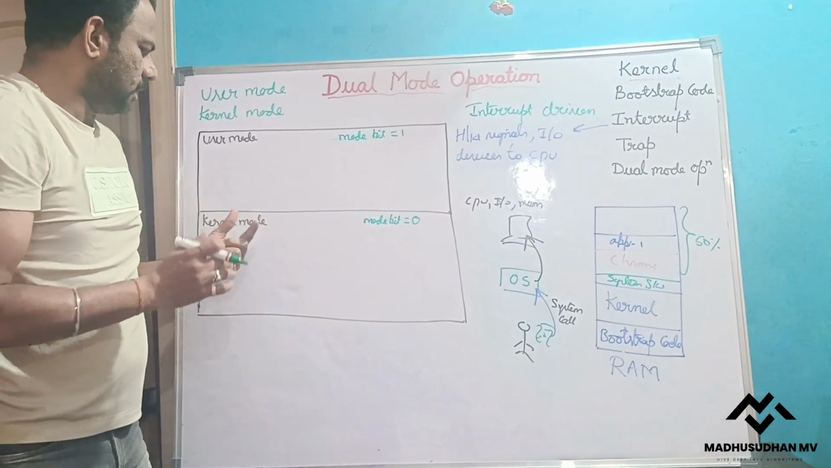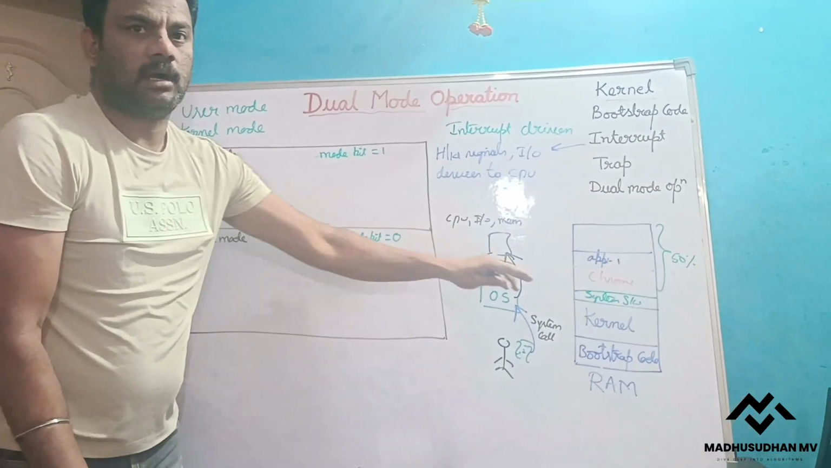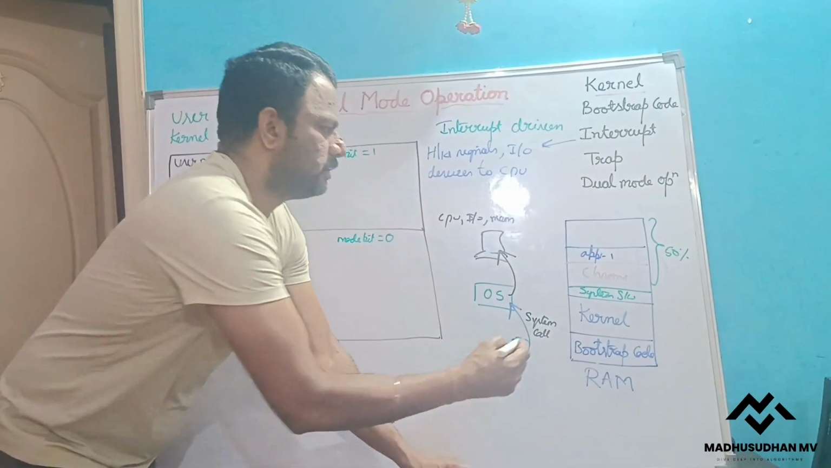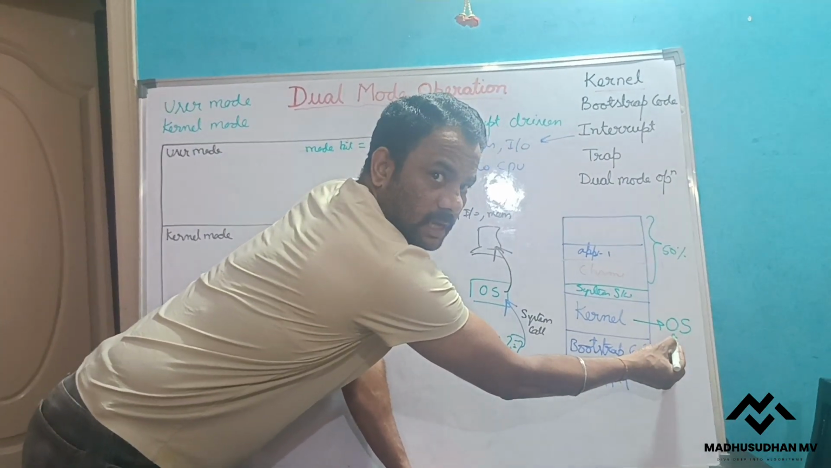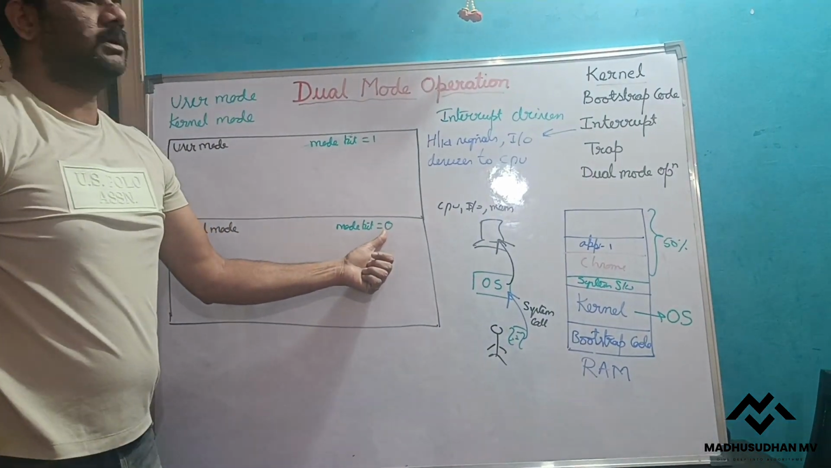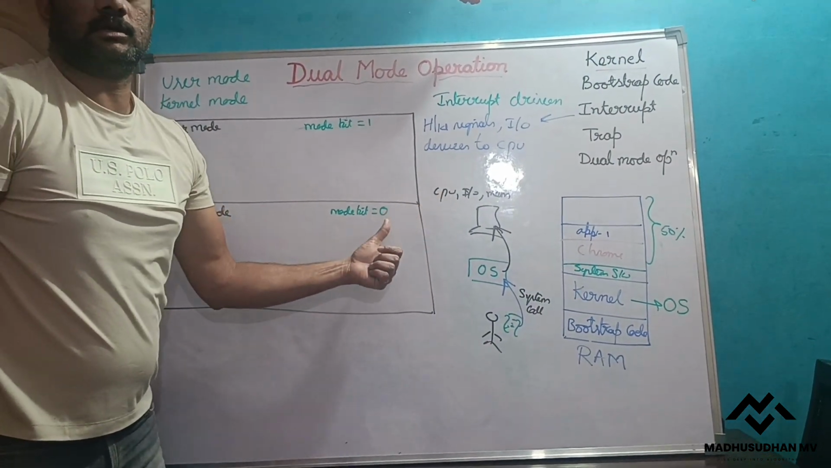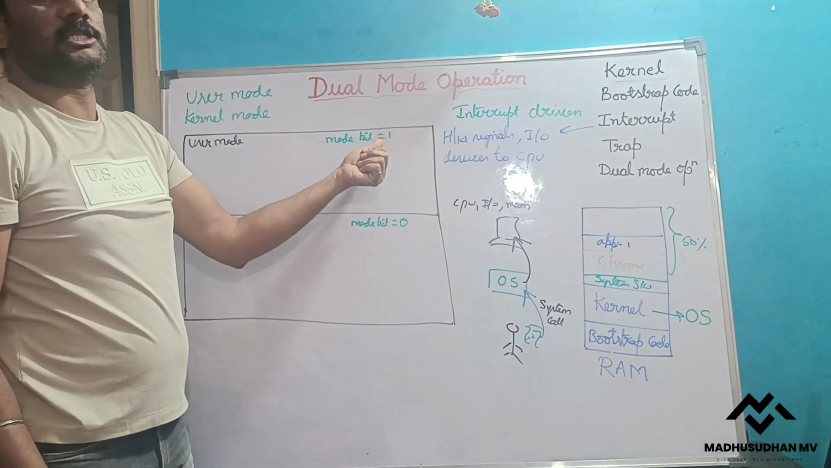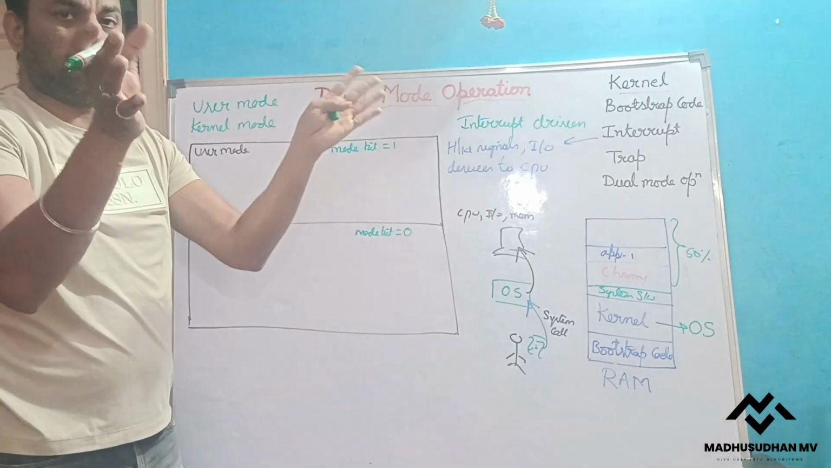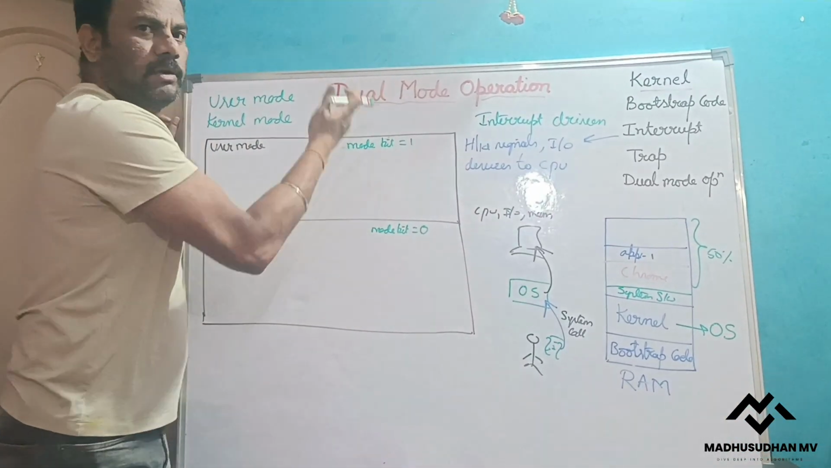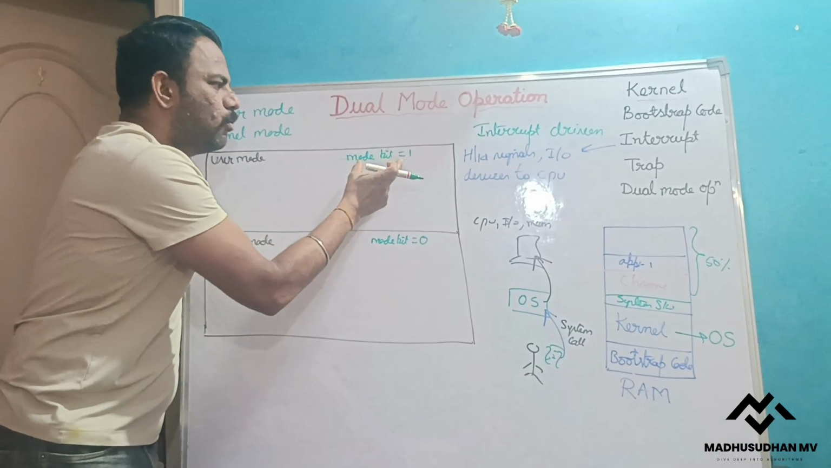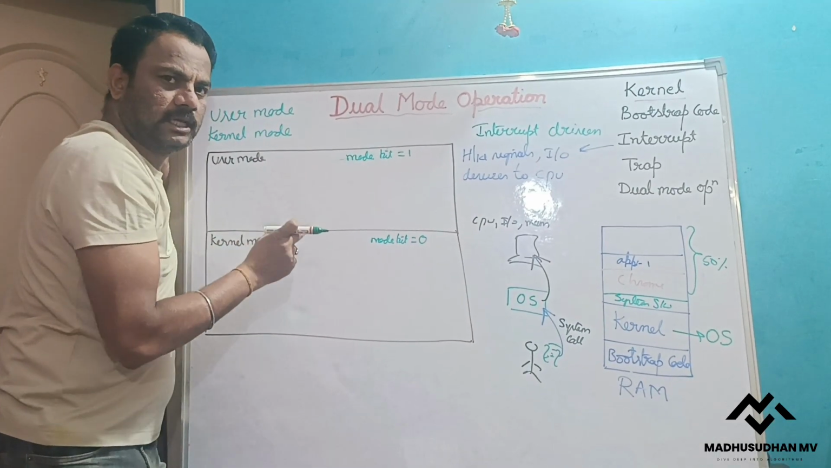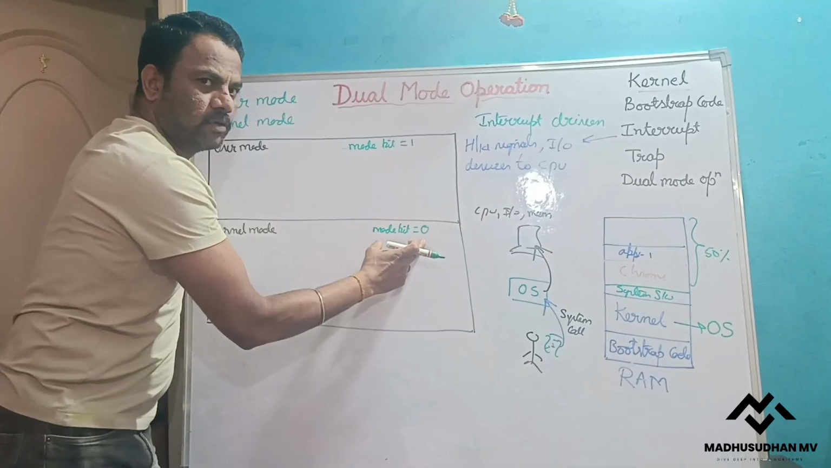How to remember this? Very simple. Kernel means the essential part of the operating system. Operating system starts with the character O, so kernel mode is 0: O, 0. That's why our CPU works in terms of binary, ones and zeros. If it is executing in user mode, the mode bit is equal to 1. If it is executing in kernel mode, the mode bit is equal to 0.